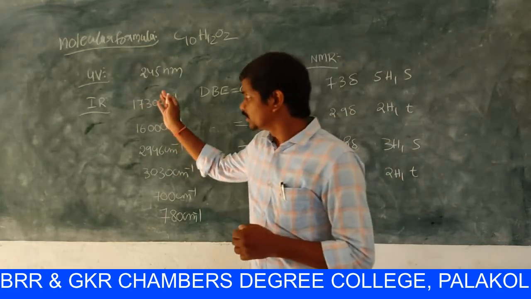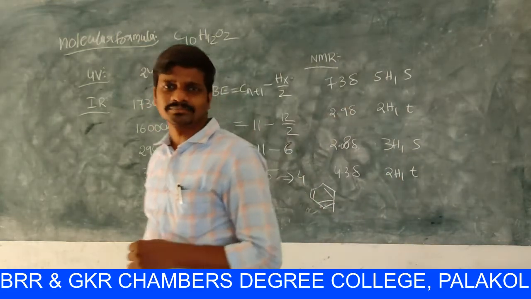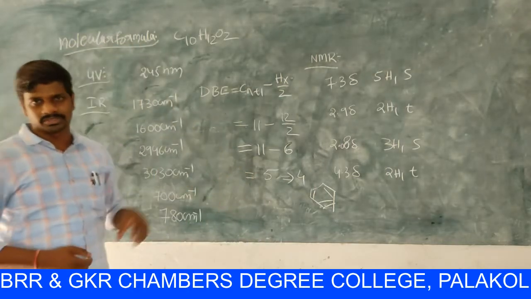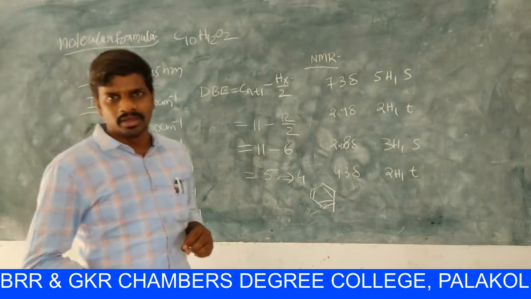So here the given value of UV is 245 nanometers. That means our organic molecule produces a peak at 245 nanometers.